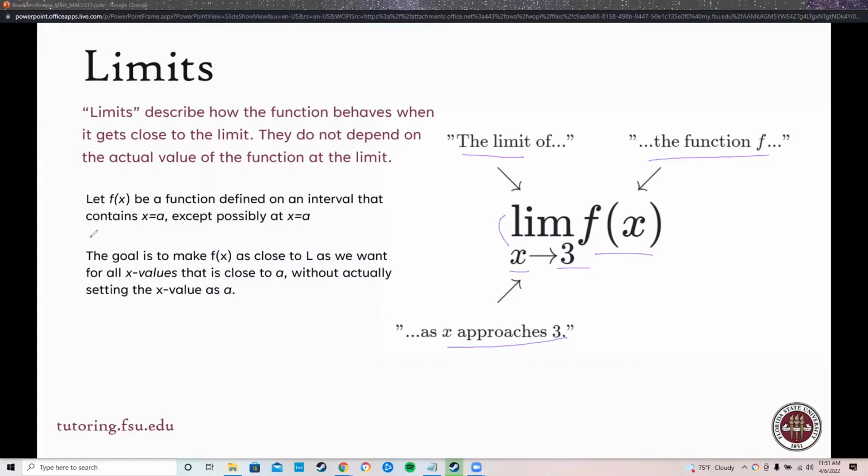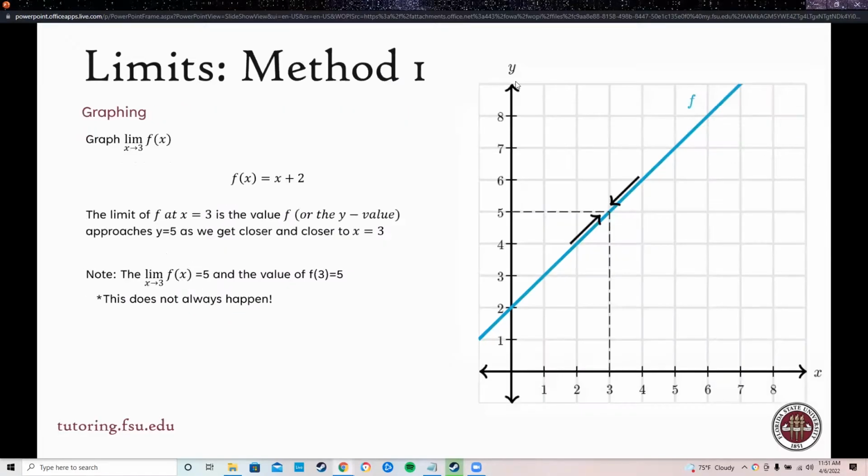The goal here is to see what the function does as it gets exceedingly close to the x value, in this case 3. So exceedingly close to 3 without actually setting the x value as 3. This is an important concept because we're approaching the value 3. We're not actually touching the value 3. If you understand that concept, then you'll be able to understand most of limits. So right away, let's get into some examples, and I'm sure this will start to make sense.